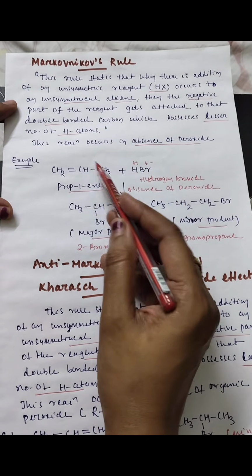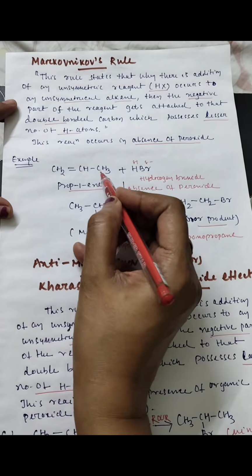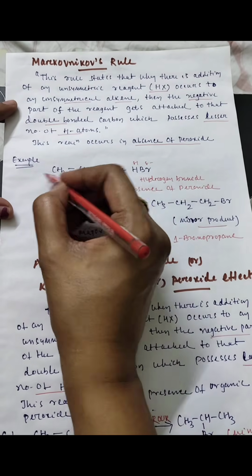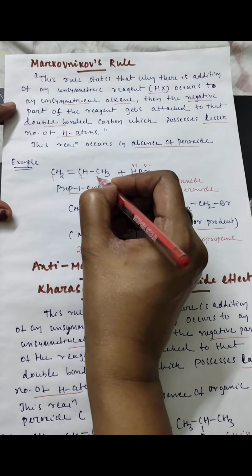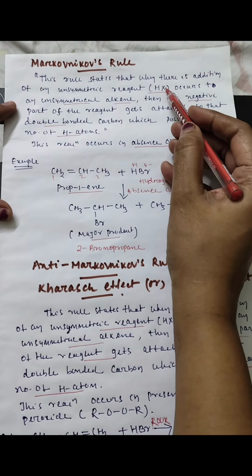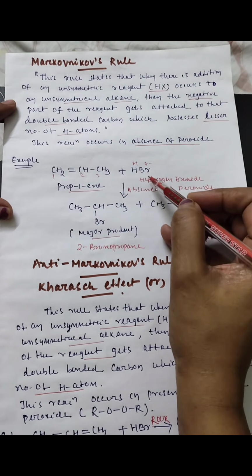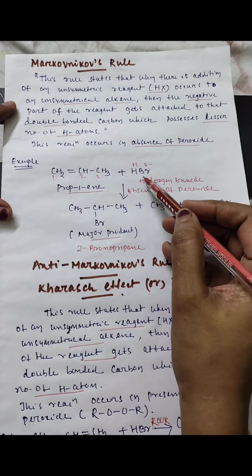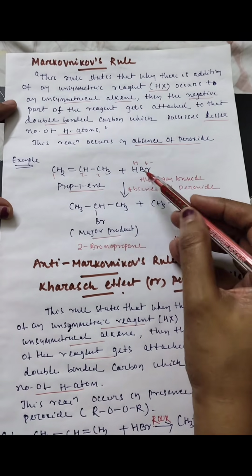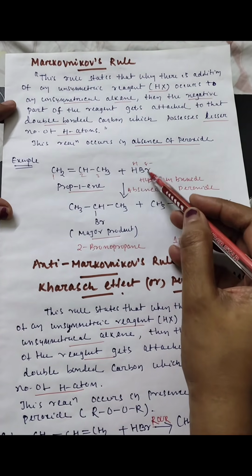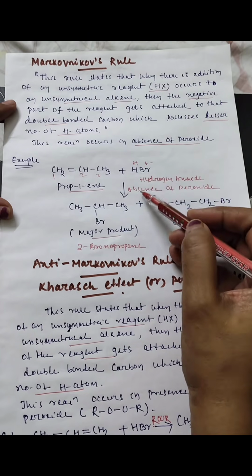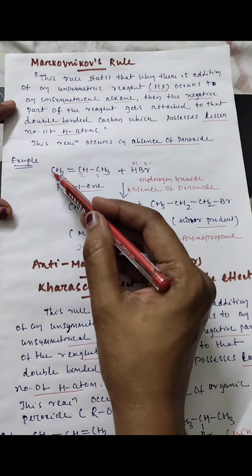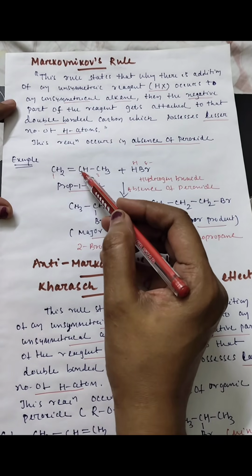See here, this is an unsymmetrical alkene, that is propene, prop-1-ene, carbons 1, 2, 3. When it is treated with HX, if you take Br, that is hydrogen bromide, which is an unsymmetrical reagent, then when it is added to an unsymmetrical alkene, the negative part of the reagent, that is Br minus, will go to that carbon atom in the carbon-carbon double bond which contains the lesser number of hydrogen.